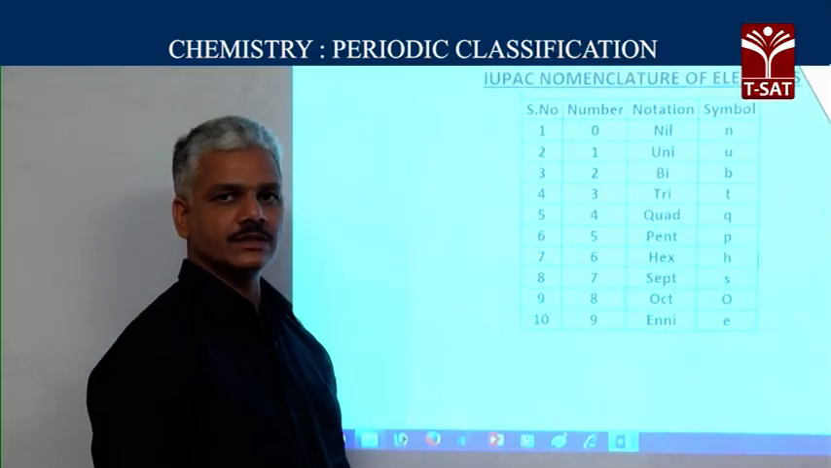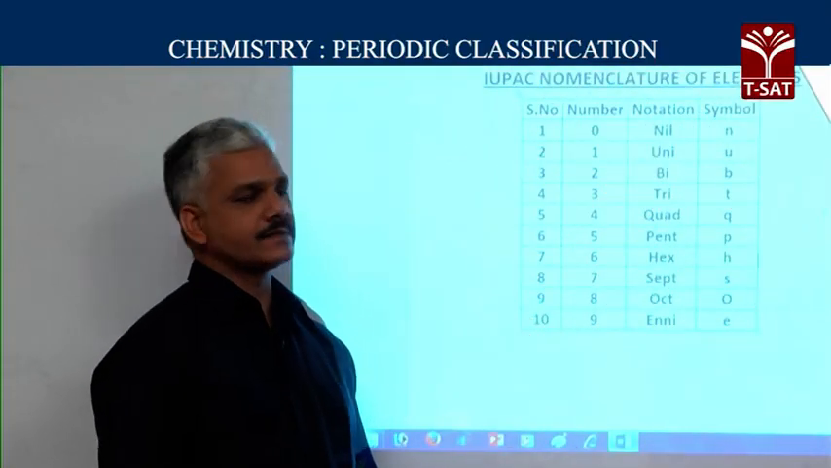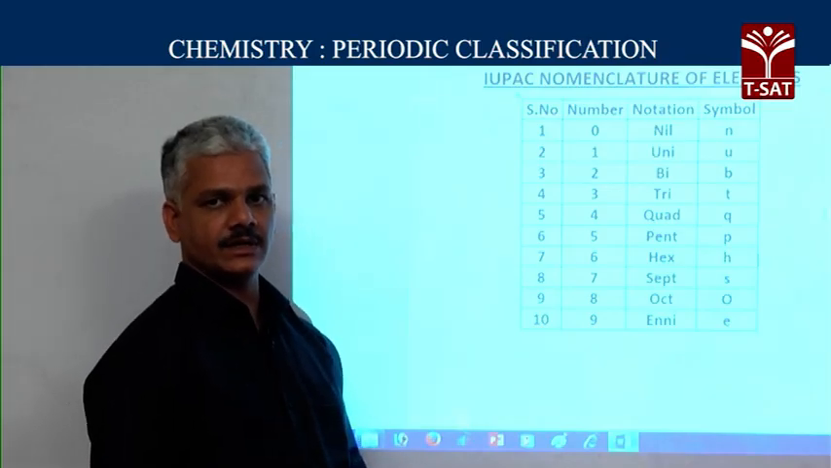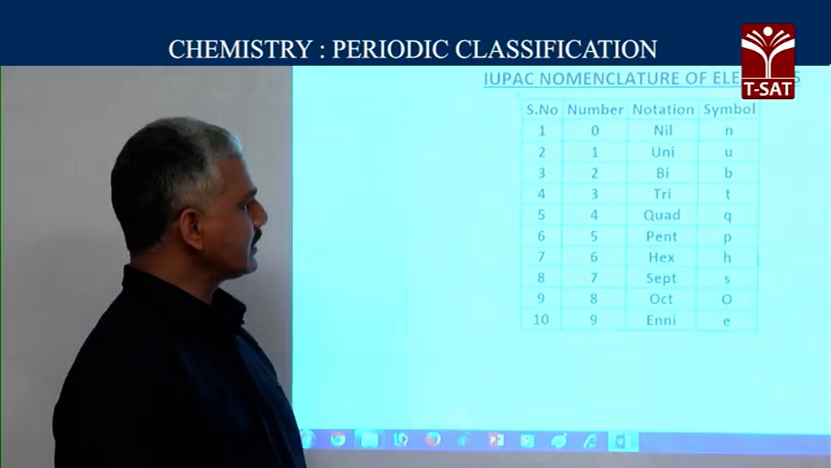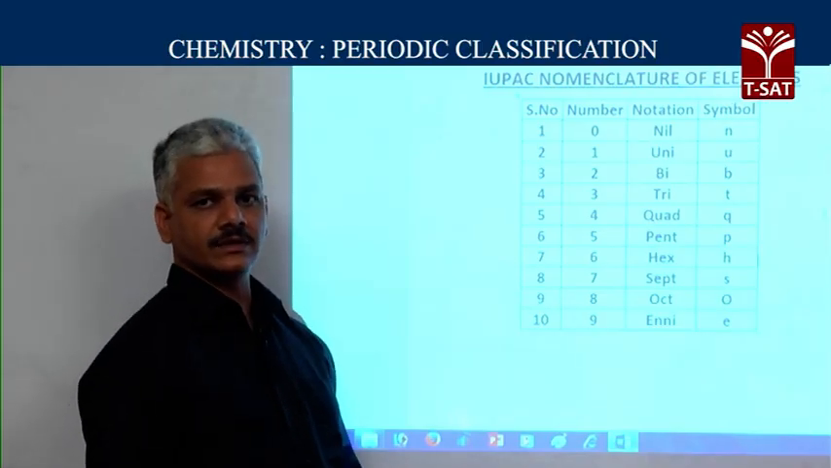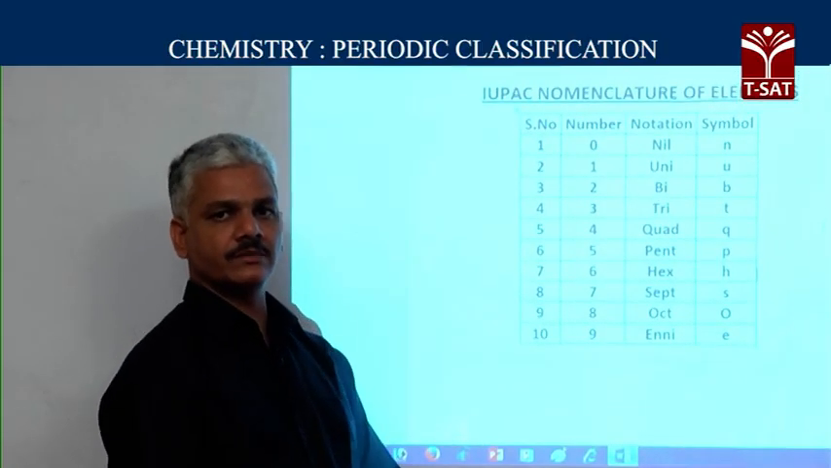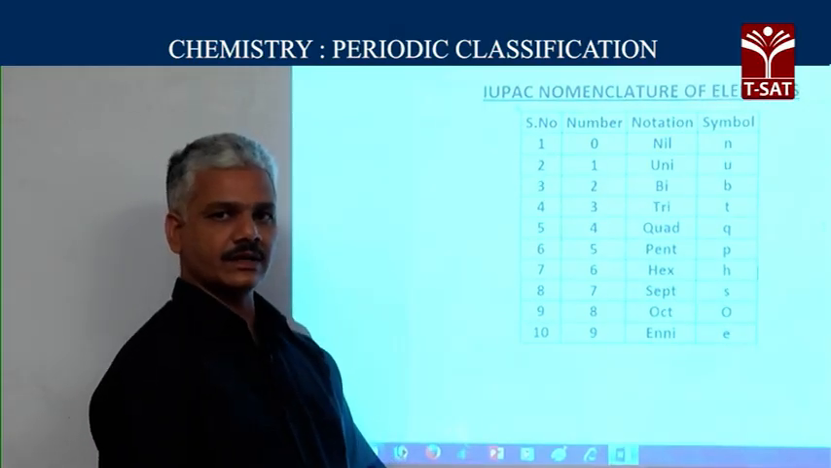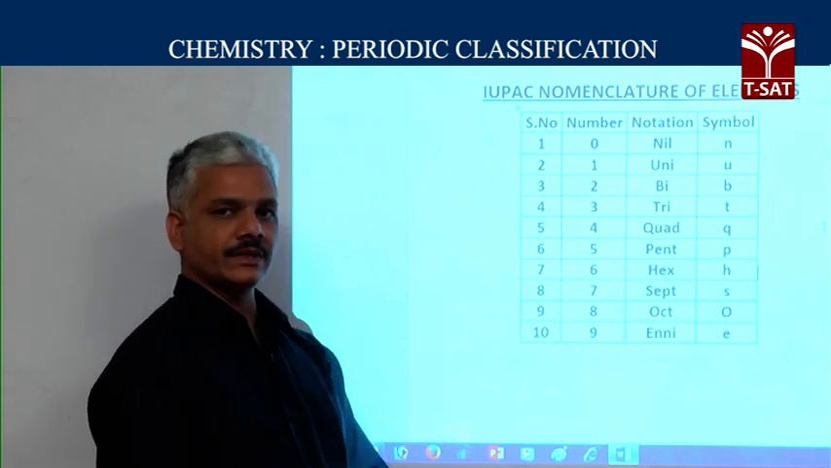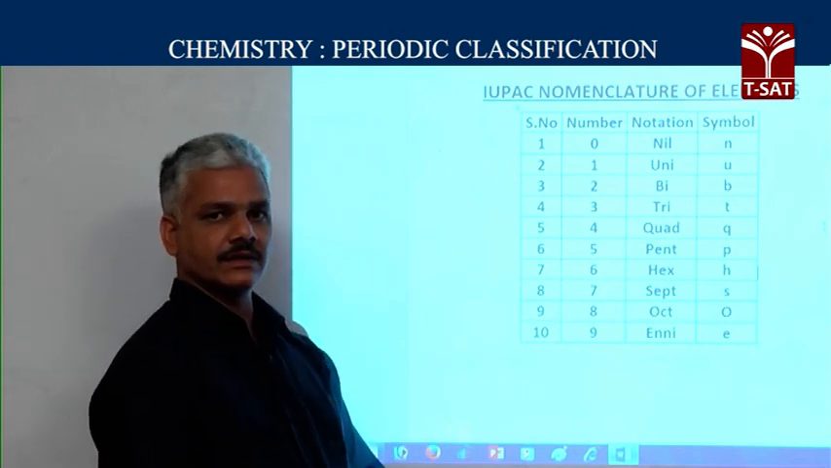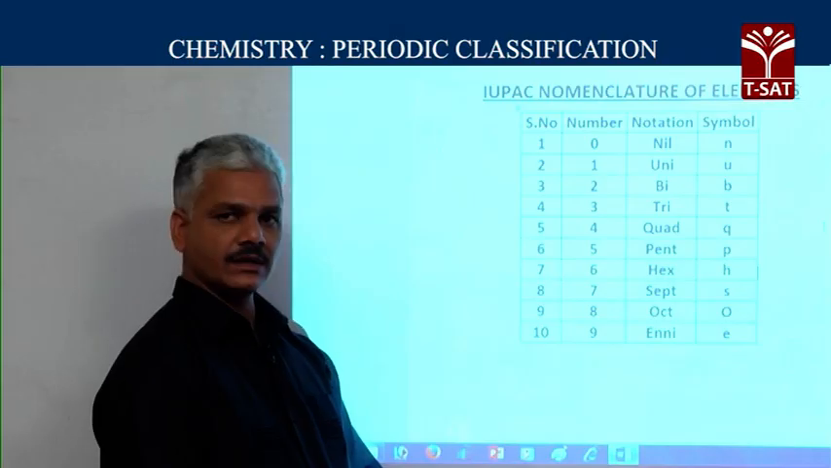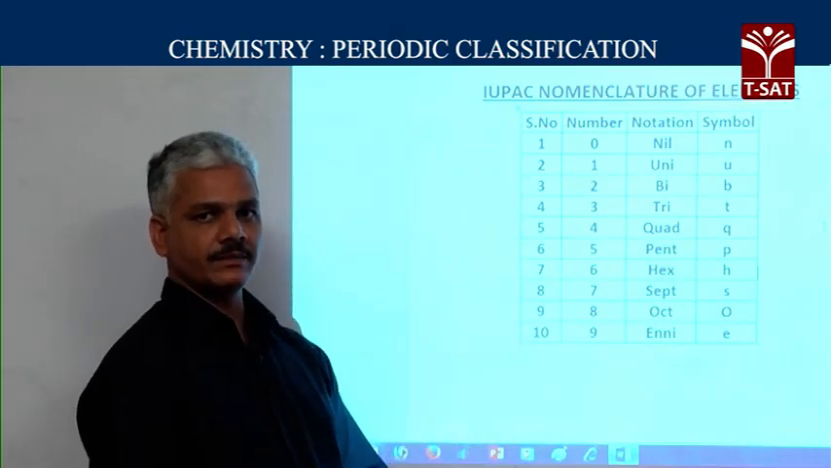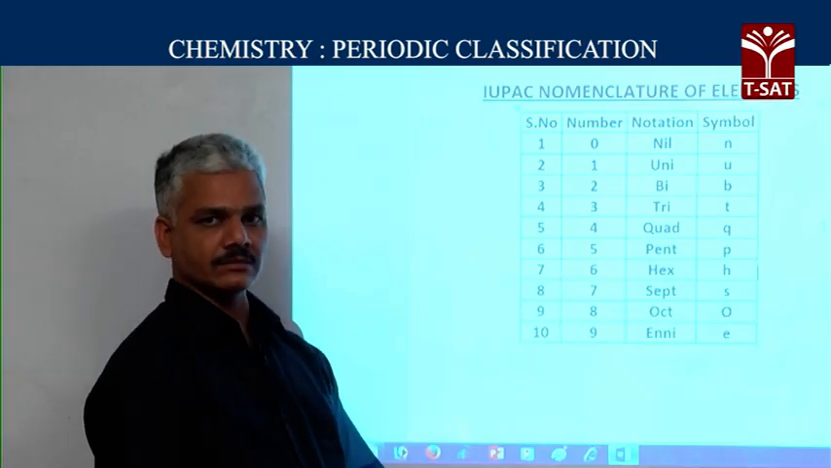IUPAC nomenclature of elements. This method is used for naming elements with atomic number 100 onwards. Because most elements with atomic number 100 onwards are synthetic in nature, and scientists from different countries claim the credit for the discovery of that element. So, to avoid the controversy, IUPAC has suggested naming the elements based on their atomic numbers.